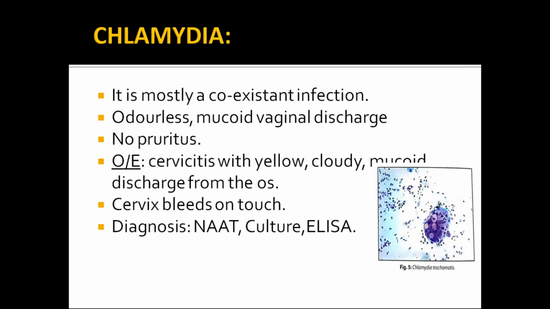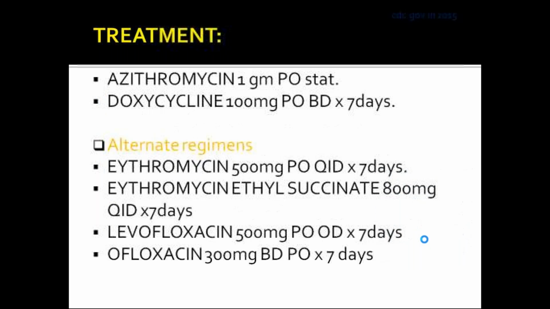In chlamydia, there is odorless mucoid vaginal discharge and there is no pruritus. The cervix shows yellow, cloudy discharge from the os. Here typically the cervix will bleed on touch. The organism is Chlamydia trachomatis.